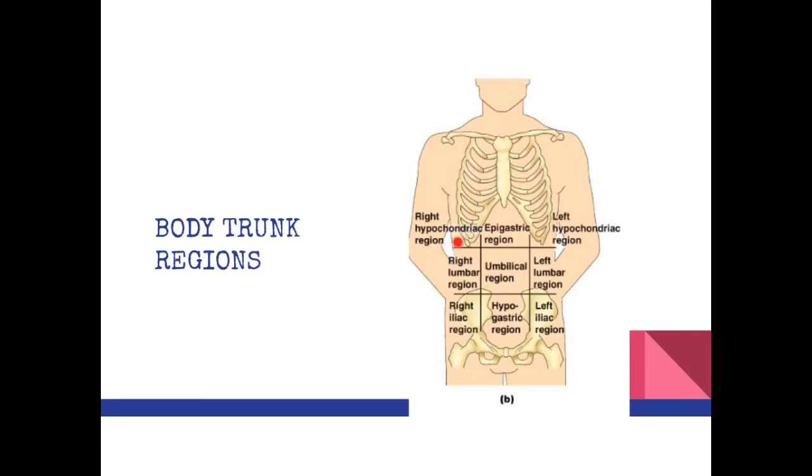The right lumbar region, meaning lower back. The umbilical region, meaning right around the belly button. And then the left lumbar region, again, left lower back. The right iliac region would be the area overlying the ilia or the ilium, which is part of the hip here. Hypogastric region, hypo meaning below, gastric means stomach, so it means it's found below the stomach. And the left iliac region, again, overlying the ilium of the pelvis.